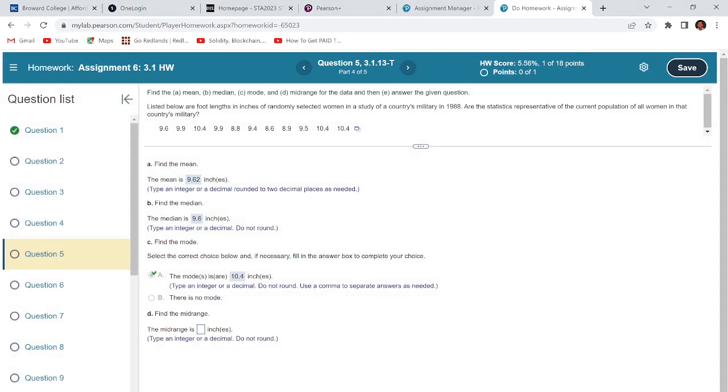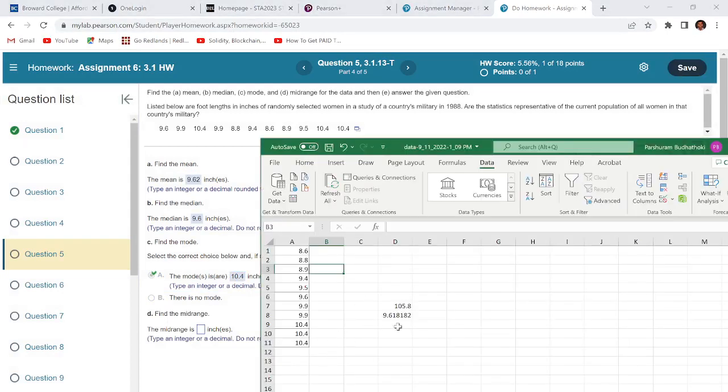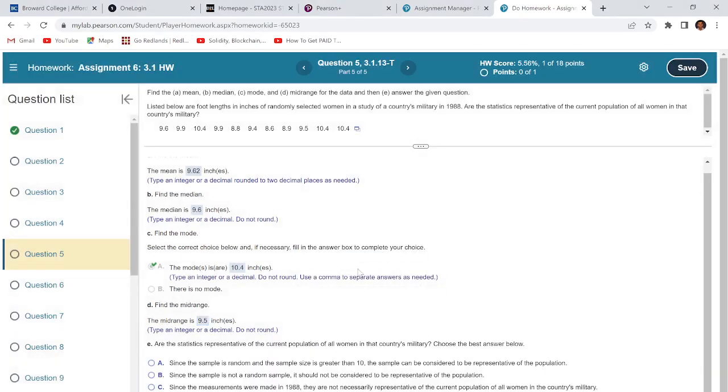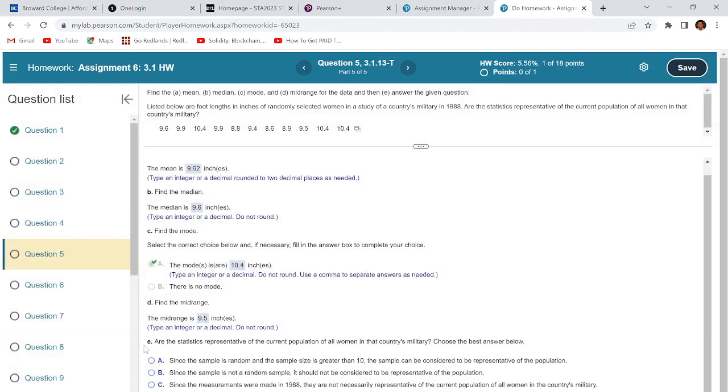Finally, mid-range. Remember the mid-range formula is you add the least number to the highest number and divide it by 2. So that's 9.5. I took the smallest number and the highest number, added them and divided by 2. Finally, are the statistics representative of the current population of all women?